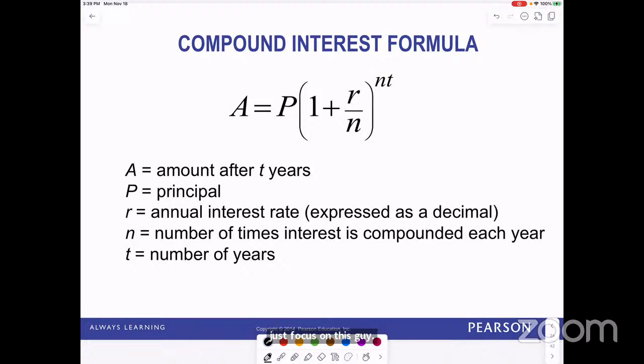If you have a formula sheet, it is a good idea to update your formula sheet with this, where A is the future amount after t years, P is our principal or starting amount, r is the annual interest rate expressed as a decimal, n is the number of compoundings per year, so how many times the interest is applied in a year, and then t is the number of years that this account is going for.